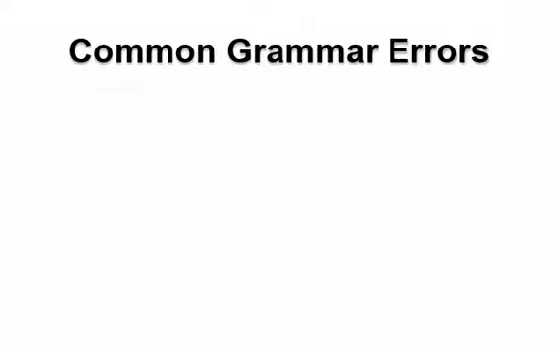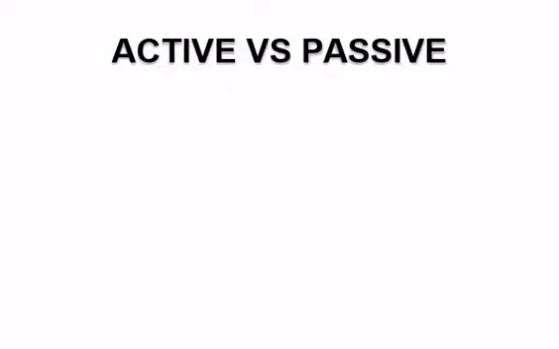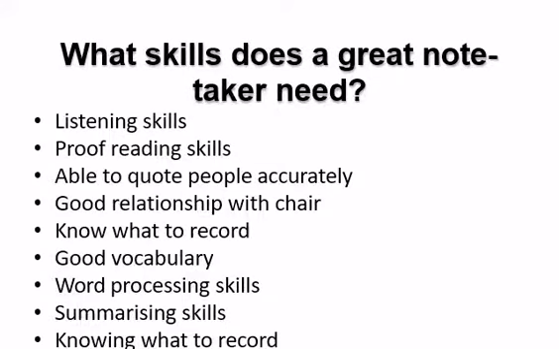Common grammar errors you should check: spelling errors, sentence structure errors, and other common errors. Next is use active voice and passive voice. For example, the active voice is "The cat eats the mouse," and the passive voice is "The mouse is eaten by the cat." So you can use both active and passive voice sentences. It is an important thing.